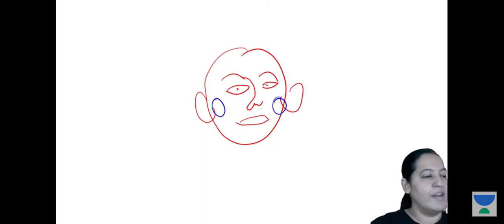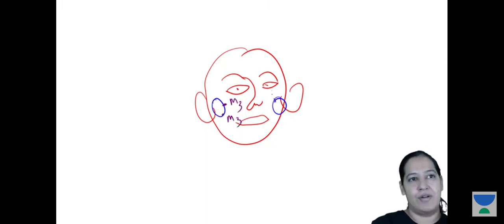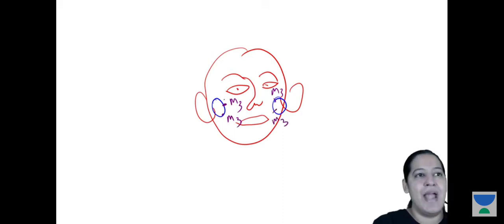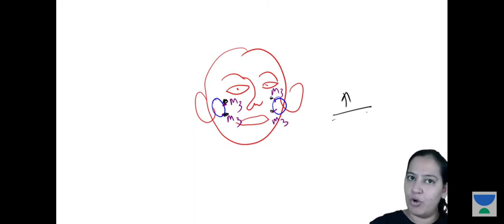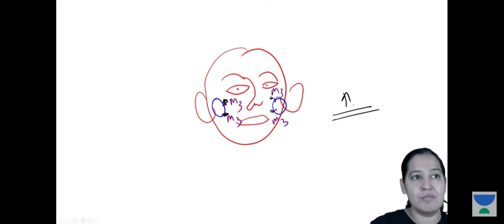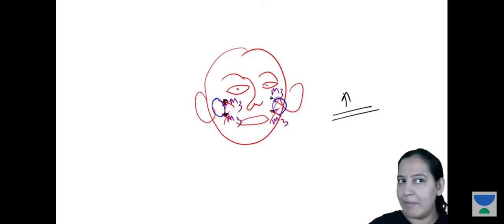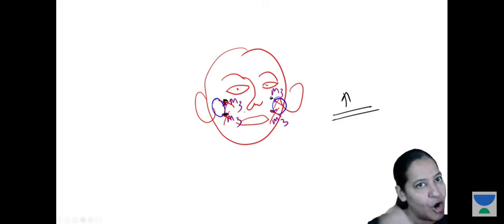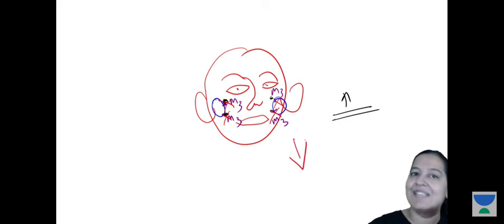On the parotid gland, which receptors are present? Of course, M3. M3 are present over the parotid gland. So normally, when acetylcholine was coming and binding with the M3 receptor, it was increasing the secretion. What will these drugs do? They will block M3 receptors. Anticholinergic drugs, atropine, will block M3 receptors. So acetylcholine cannot bind with the M3 receptors, so they decrease the secretion.